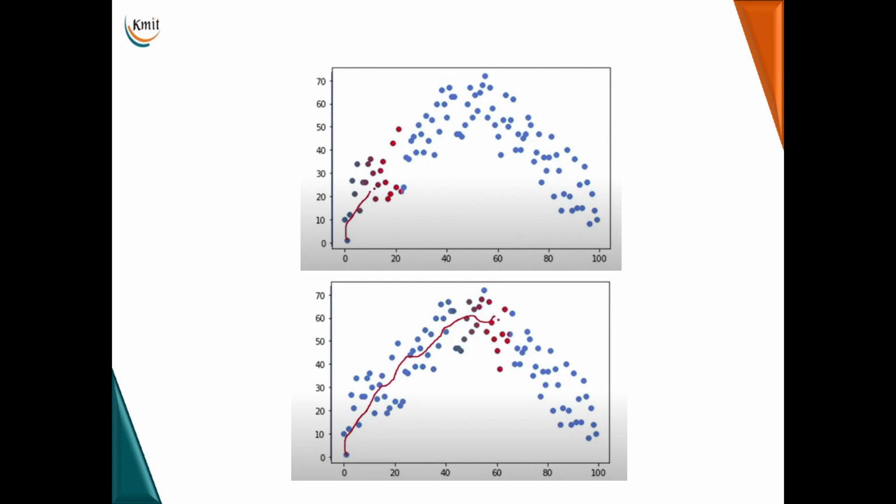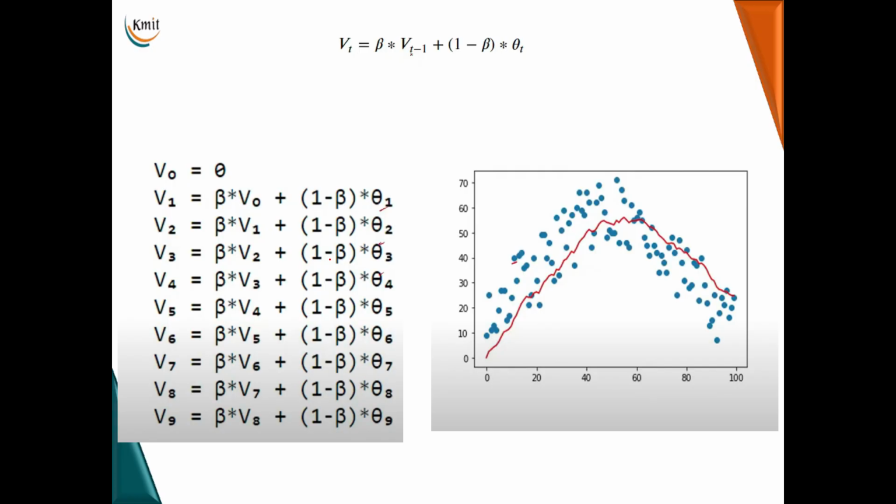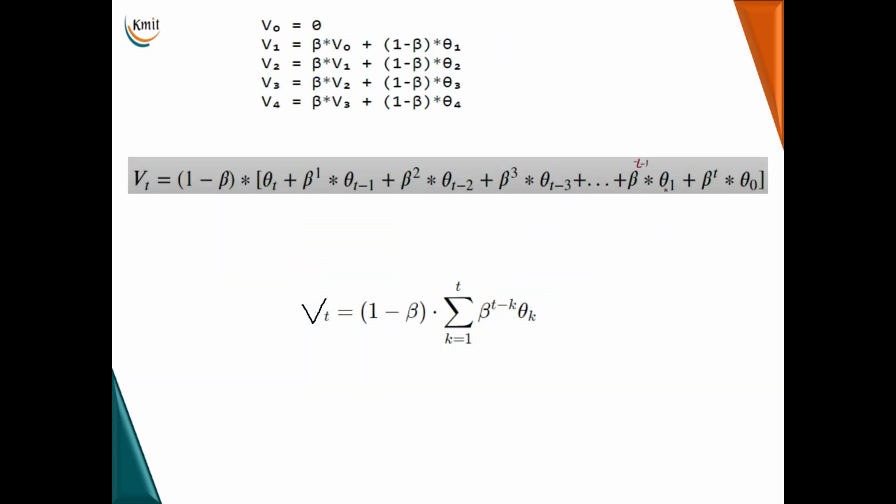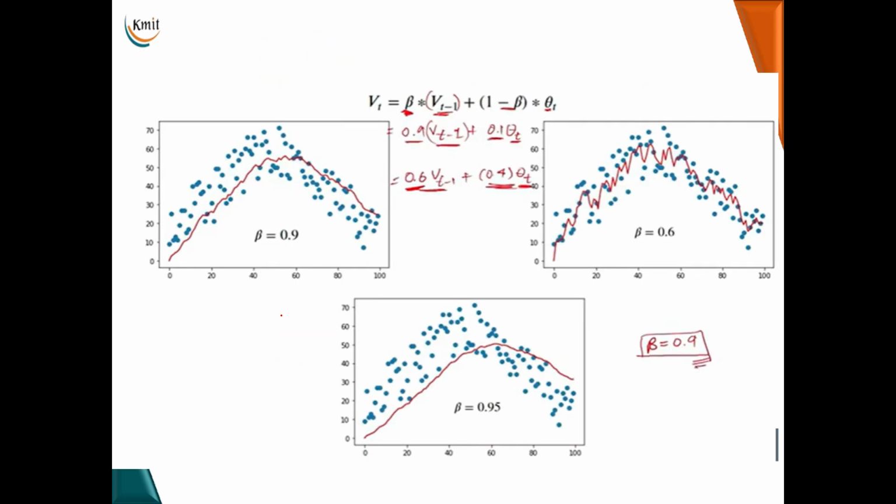You can see here an example where a graph represents the exponentially weighted moving average. The red line represents the exponentially moving average of all theta 1, theta 2, theta 3, which are the blue dots. Higher weightage is given to the current and less weightage to the previous values. This is the generalized equation of the exponentially weighted moving average.